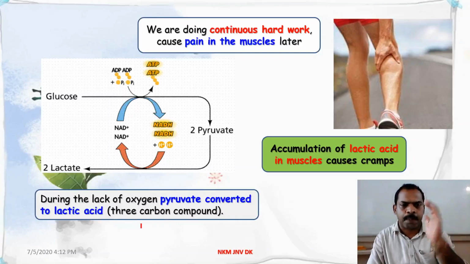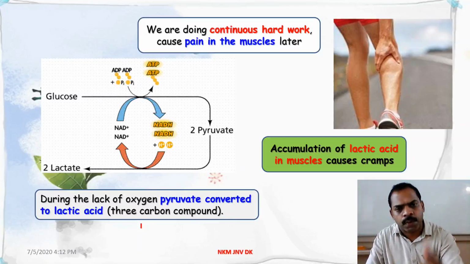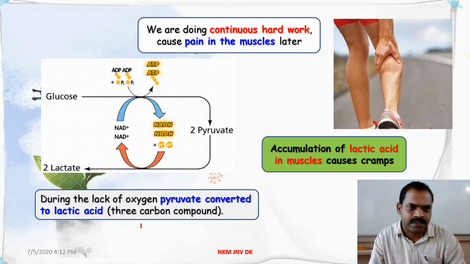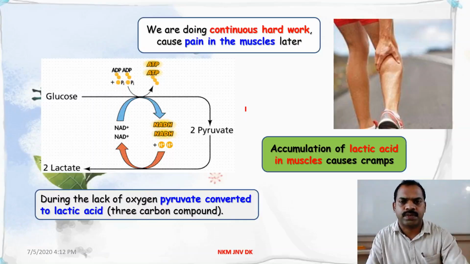So where does it happen? It does not happen in microbes naturally. It does not happen in plants. It does happen in the muscles of animals. Muscles of animals. So I told you glucose to pyruvate is a common process. Pyruvate to lactate forms with a very little amount of energy, that is called lactic acid fermentation. This happens in our muscles.